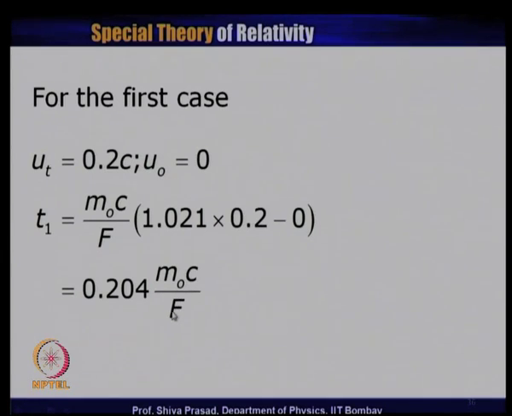So, the time taken for the particle to reach a speed of 0.2c will be given by 0.204 m naught c upon f. Of course, this factor will be common in all my subsequent results. I will only be comparing this particular factor.